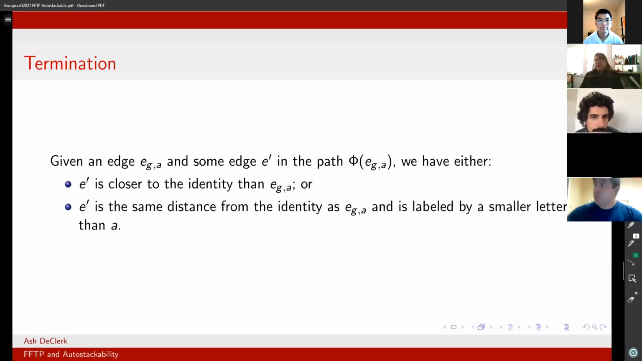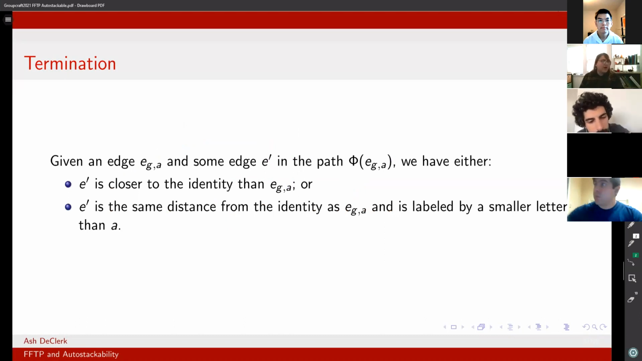So we have defined our flow function. Now we need to prove that we've got termination and we need to prove that we've got regular languages. So termination is actually pretty straightforward.